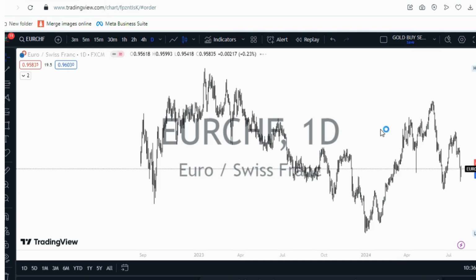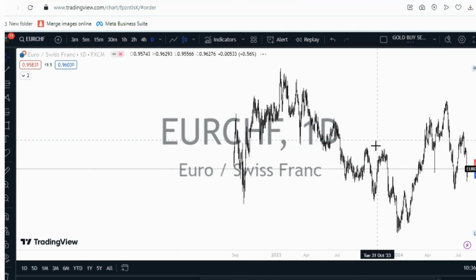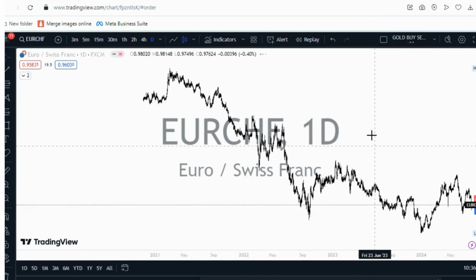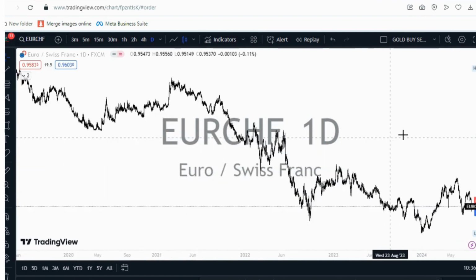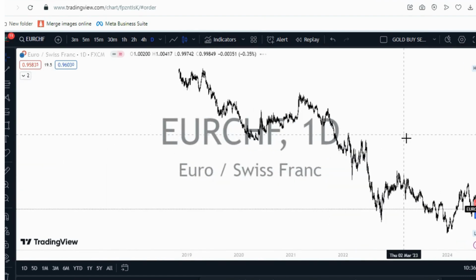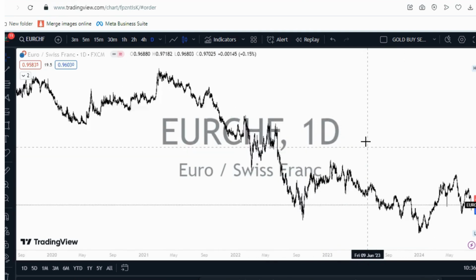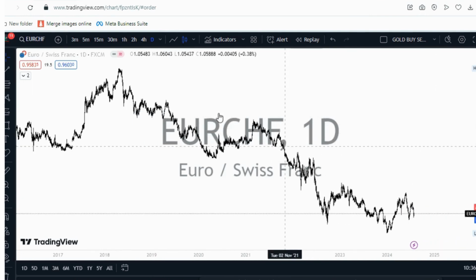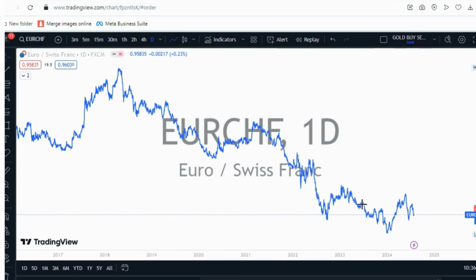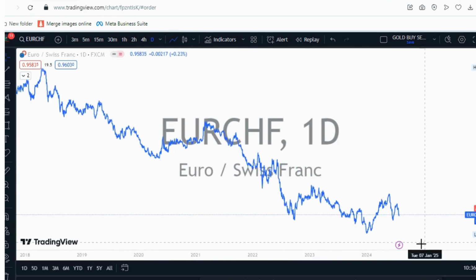So the next one is Euro Swiss, Euro CHF. What is happening here? Let's zoom out. What is the overall trend? Overall trend is bearish. So our trend is bearish, but you can see that something happened, right? So the market was bearish. They say the trend is your friend until it's no longer your friend. You can see that the market was quite bearish for a long time until this happened.